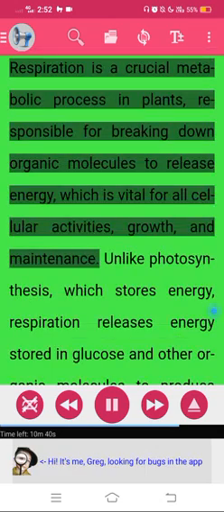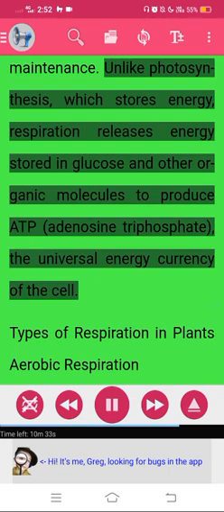Respiration in plants. Respiration is a crucial metabolic process in plants, responsible for breaking down organic molecules to release energy, which is vital for all cellular activities, growth, and maintenance. Unlike photosynthesis, which stores energy, respiration releases energy stored in glucose and other organic molecules to produce ATP, adenosine triphosphate, the universal energy currency of the cell.